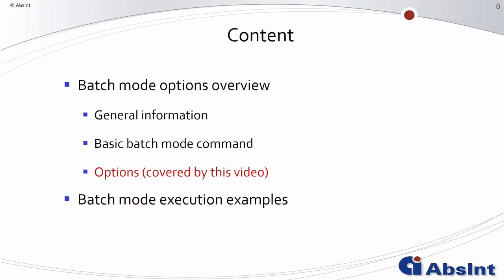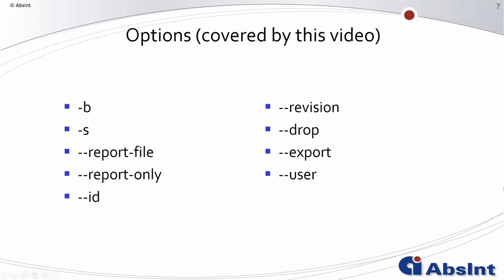I will now give an overview on the additional options that we will use today, and then we will go through some example analyses. Here we have the options overview as a list. -b, -s, and --report file I already introduced, but I will also quickly explain them again.